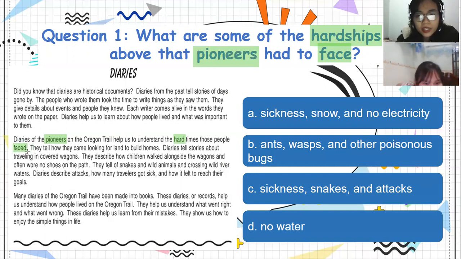So what is the thing that they faced here? They tell how they came looking for land to build homes, tell the story about travel in covered wagons, and they describe how children walked along the wagons with no shoes, to tell of the snakes and animals, crossing the wide river waters, and attacks. So which one can you choose here?